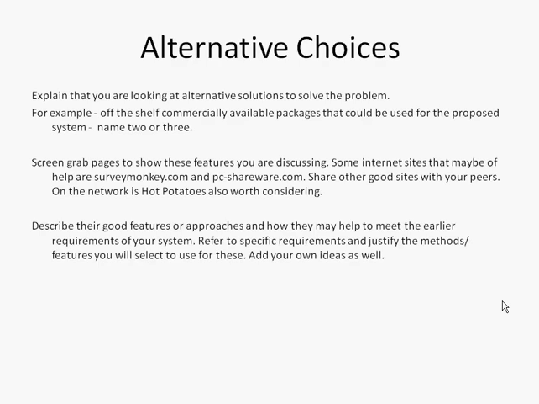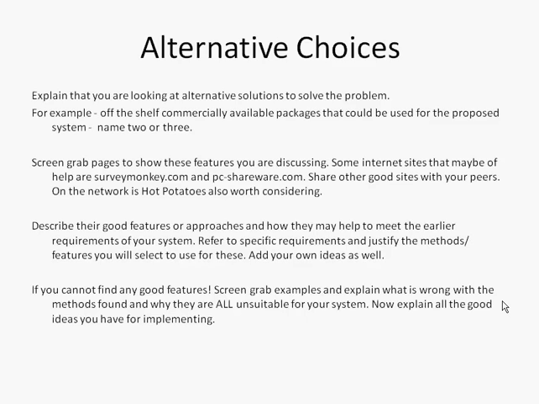Describe any alternatives in terms of their good features or approaches and how they may help to meet the requirements of your system. Refer to specific requirements and justify the methods and features you will select to use for these. Add your own ideas as well. If you can't find any good features in other systems, screen grab examples and explain what is wrong with what you found and why they're all unsuitable for your system.